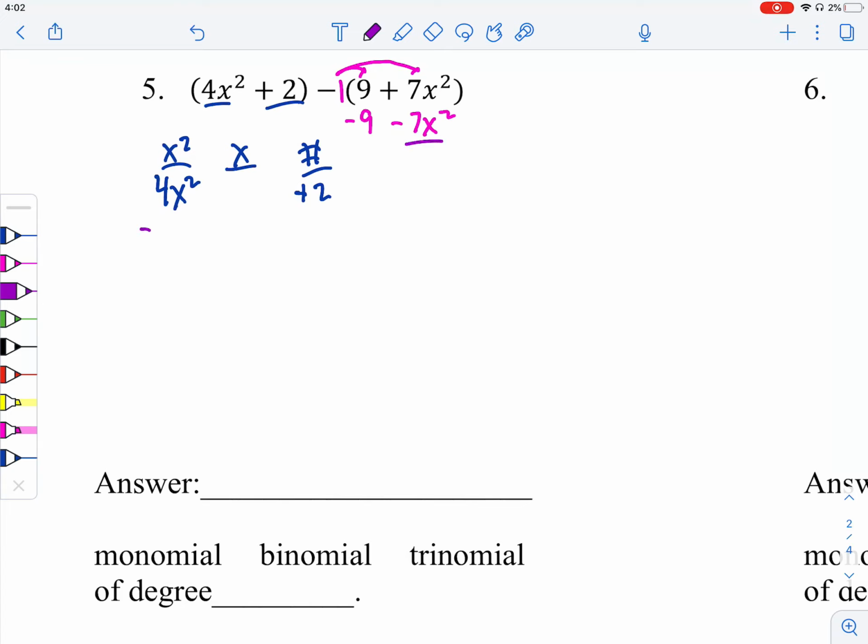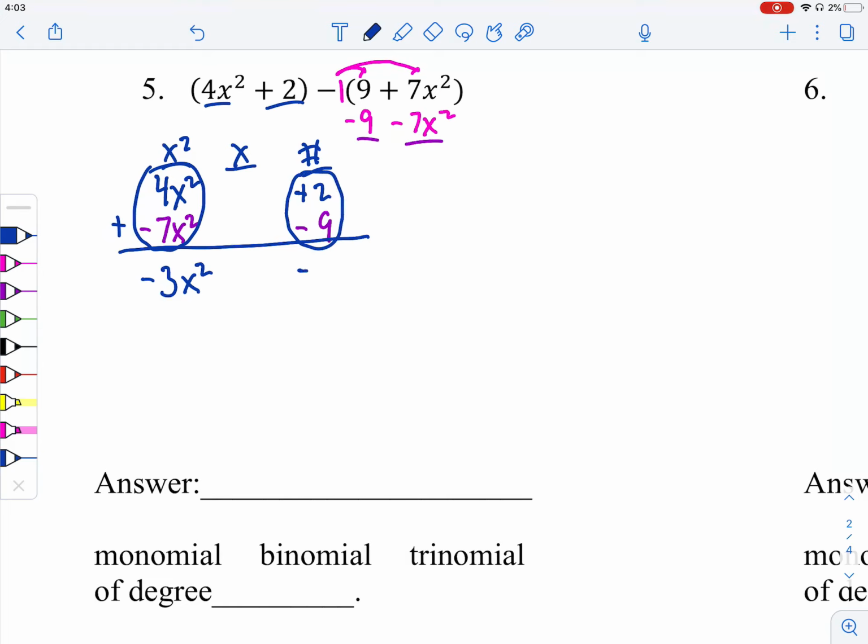Then we go here, we get negative 7x squared. We don't have an x, but we have a negative 9 right there. All right, so we don't have any x's, we just leave it blank. Or we can put a 0 there, same thing. Then we add vertically, right? 4 minus 7 is negative 3x squared. There's no x. And then 2 minus 9 is negative 7. And that's our answer right there. So we have negative 3x squared minus 7.